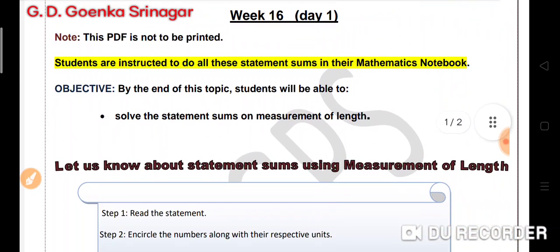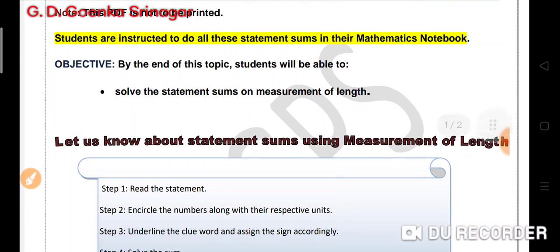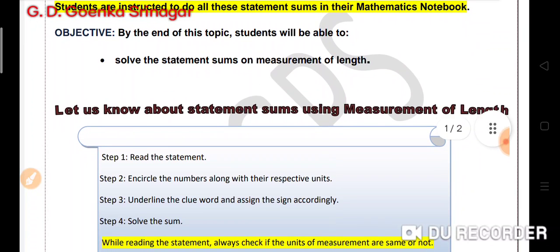Today we'll learn to read and write the statement sums on measurement of length. So, let us know about statement sums using measurement of length.